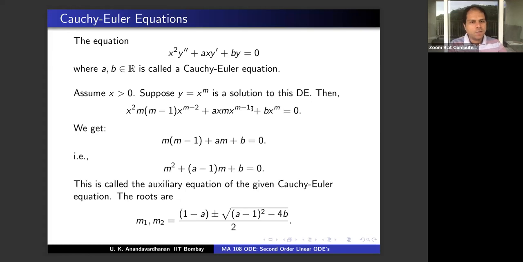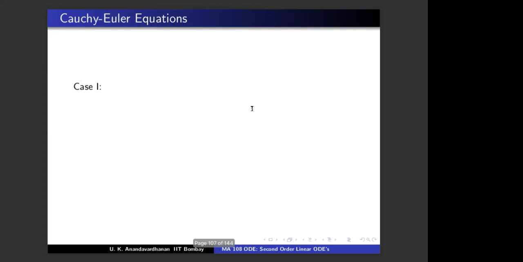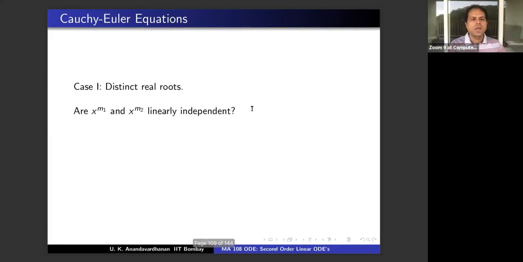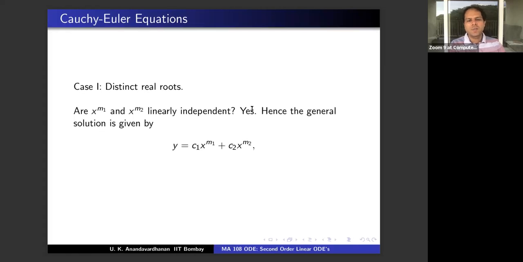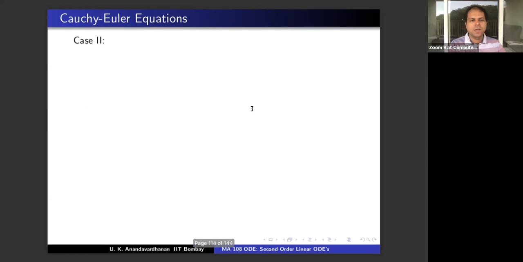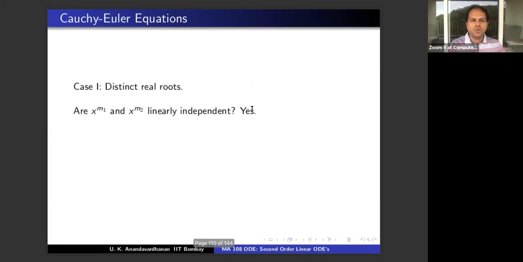How many cases do we have to analyze now? 3, exactly like earlier. Case 1, distinct real roots. The question is whether x power m1 and x power m2 are linearly independent. The answer is yes, and therefore the general solution is c1 x power m1 plus c2 x power m2 in this case. Case 2 will be equal real roots, in which case m1 equals m2, and that is equal to (1 minus a) by 2, right?